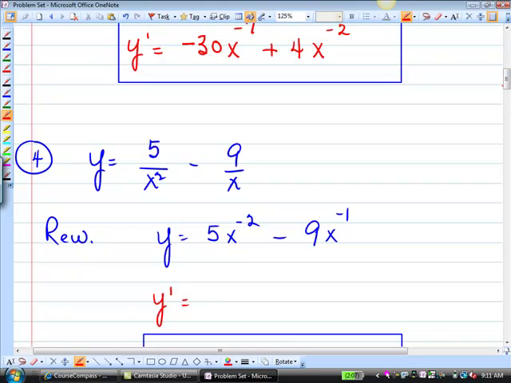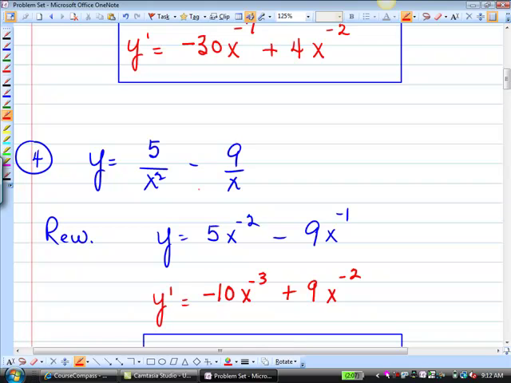Okay. Number 4 is written as fractions with x squared being on the bottom and x being on the bottom. So I would rewrite it with negative exponents. That makes it easier to just do the rule like we know the rule. Okay? So when you rewrite it, then it makes it pretty easy. What's the derivative of 5x to the negative 2? Negative 10x, yeah, plus 9x to the negative 2. Okay.